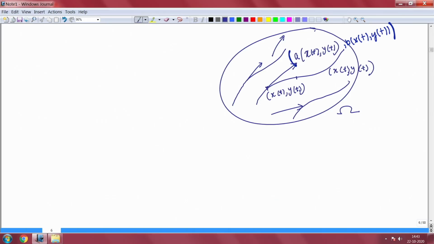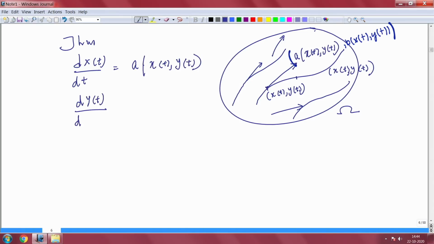So what happens when you look at it? What is the equation of the curve? Because its tangent is (a,b) evaluated at (x(t), y(t)), dx(t) by dt should be a of (x(t), y(t)). That is the equation, because you need the tangent to be (a,b). So the equation of the curve is dy by dt equal to b of (x(t), y(t)).